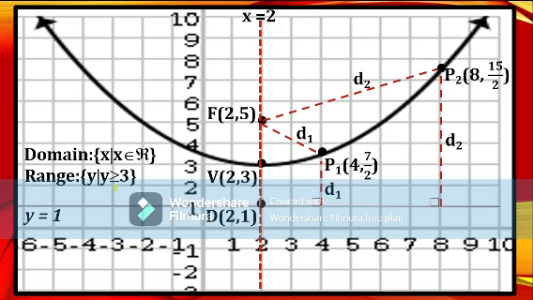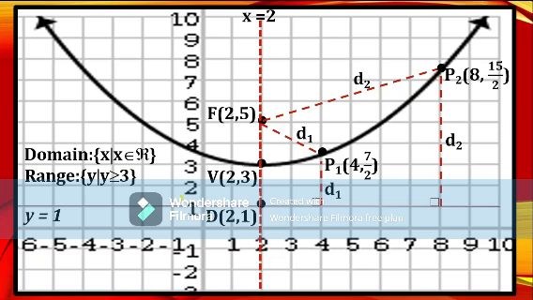And the range would be the set of all y such that y is greater than or equal to 3. This is our minimum value. This is y is equal to 3. There's no way that the parabola will go down. This is already the orientation of the parabola. It goes up, or opens upward. So the range would be the set of all y such that y is greater than or equal to 3.